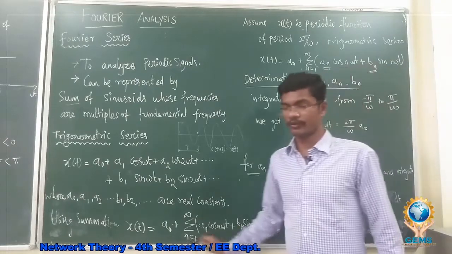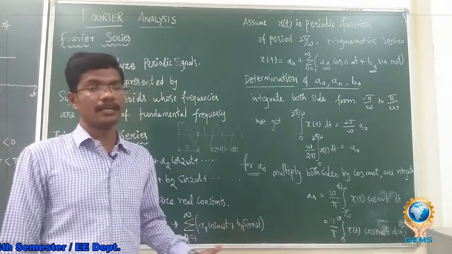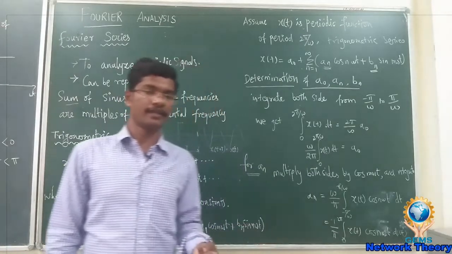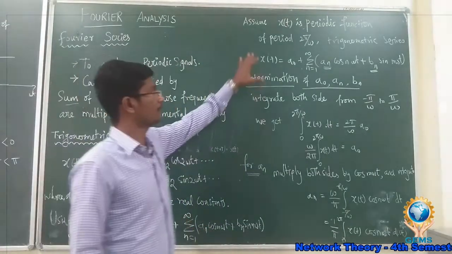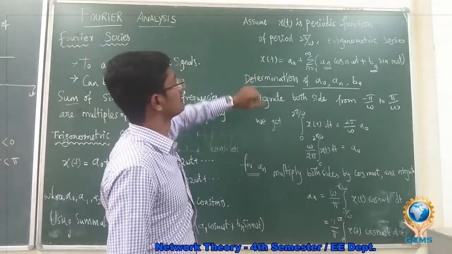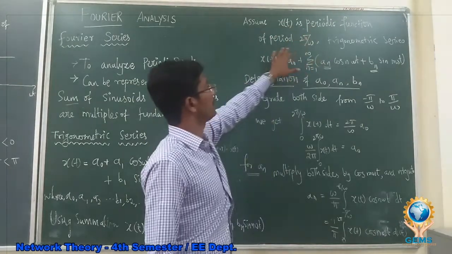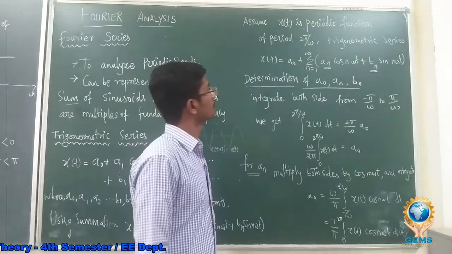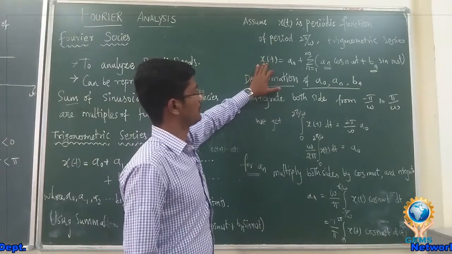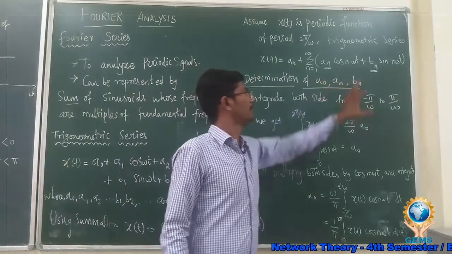Now we are going to analyze this Fourier series. Analyzing means determining the constants a0, an, bn. Now we are going to determine the constants. We are assuming the signal x of t is a periodic function, and it has the period 2 pi by omega. So this is the trigonometric Fourier series. Now we are going to determine a0, an, bn.